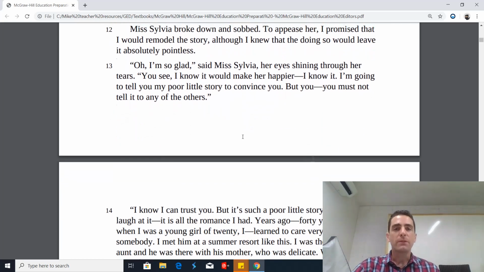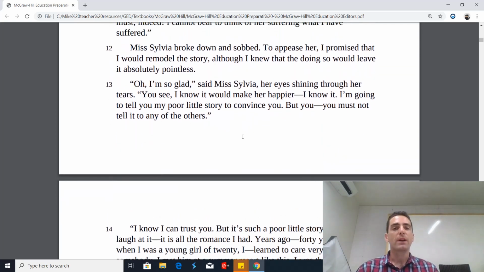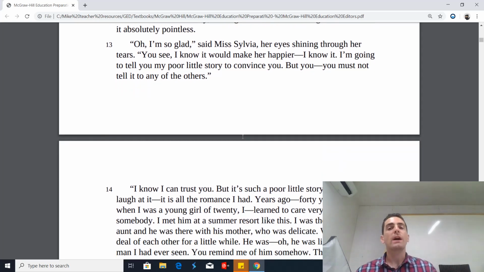12. Miss Sylvia broke down and sobbed. To appease her, I promised I would remodel the story, although I knew that doing so would leave it absolutely pointless. "Oh, I'm so glad," said Miss Sylvia, her eyes shining through her tears. "You see, I know it would make her happier. I know it. I'm going to tell you my poor little story to convince you, but you must not tell it to any of the others."